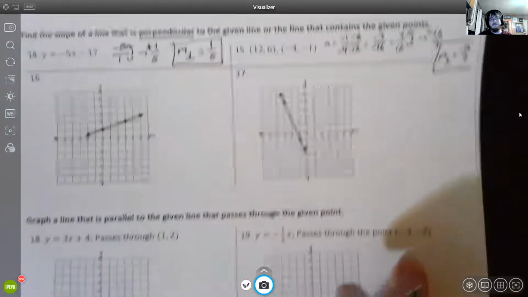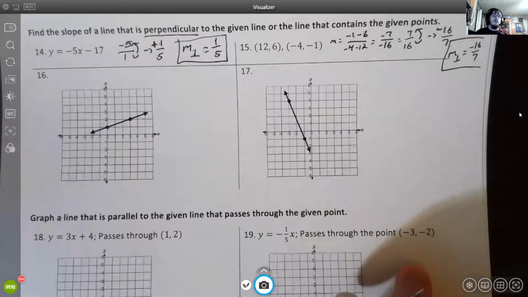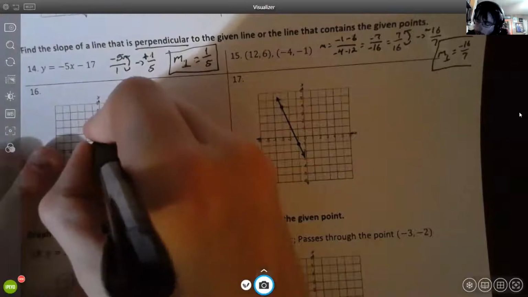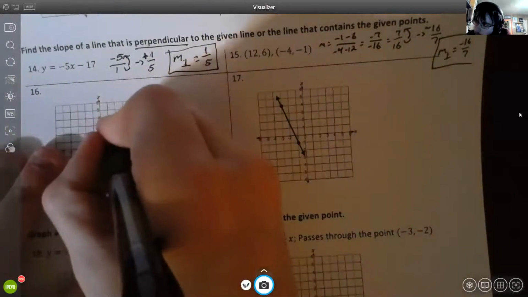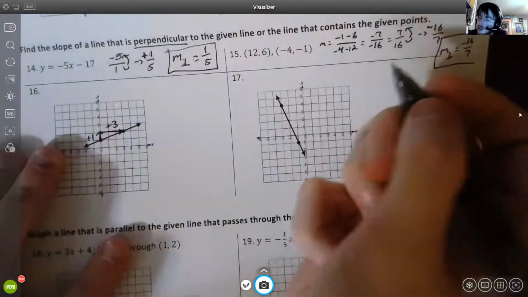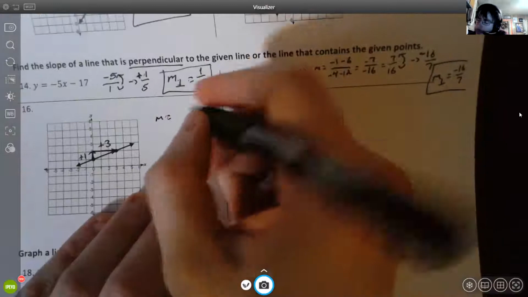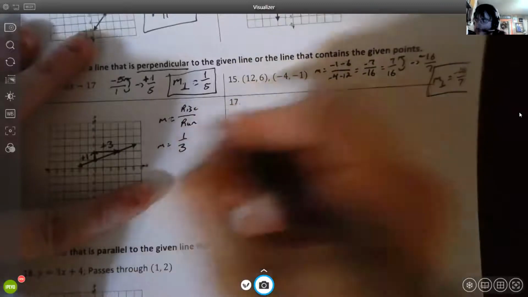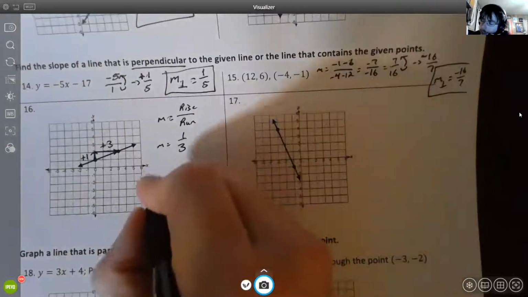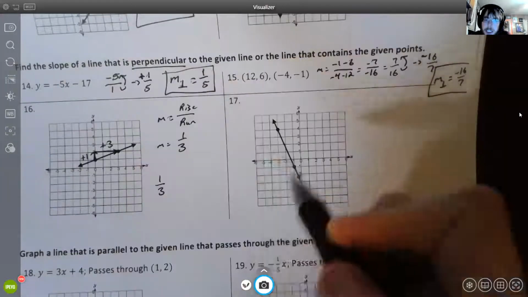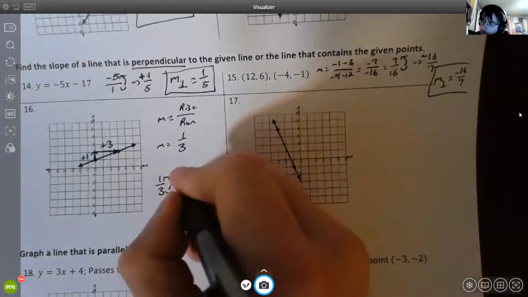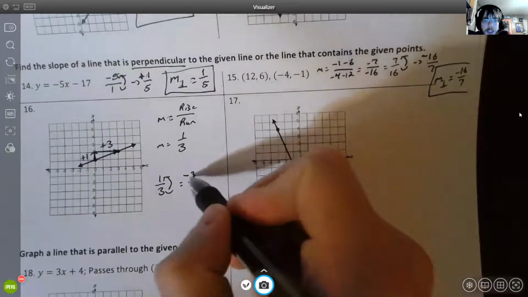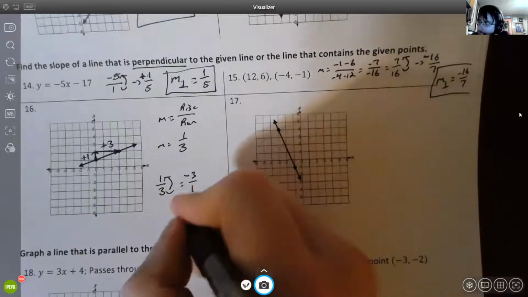Number 16, we have the graph of a line, so we have to find our slope first by rise over run. So we're rising by 1, and we're running 1, 2, 3 across. So our slope is equal to the rise over the run, which is equal to 1 over 3. Now we take our original slope here, and since we're trying to find it perpendicular, we need to flip the fraction, which becomes 3 over 1, change the sign, and then simplify. -3 over 1 becomes -3.